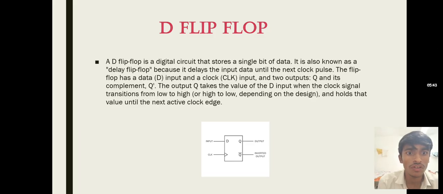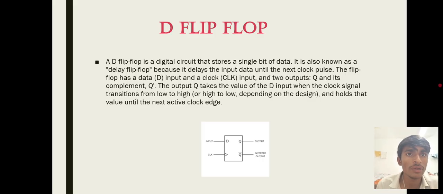The D flip-flop, also known as the data or delay flip-flop, is a fundamental memory element in digital electronics that captures and stores a single bit of data. It has two main inputs, the data input D and the clock pulse input CLK. When the clock signal transitions, the flip-flop captures the value present at the D input and holds this value steady at the output until the next clock edge.